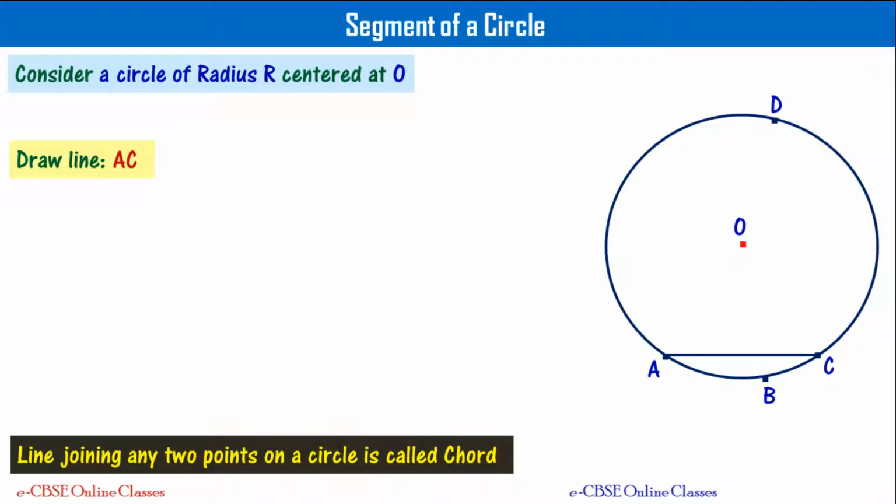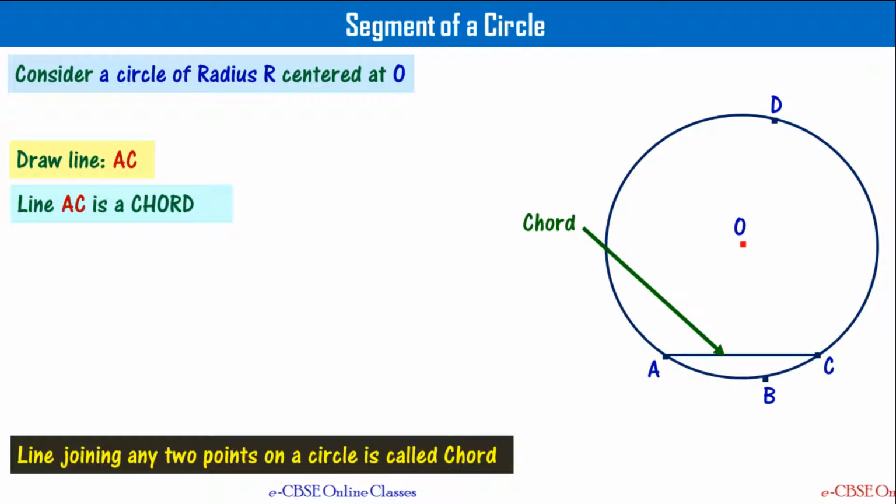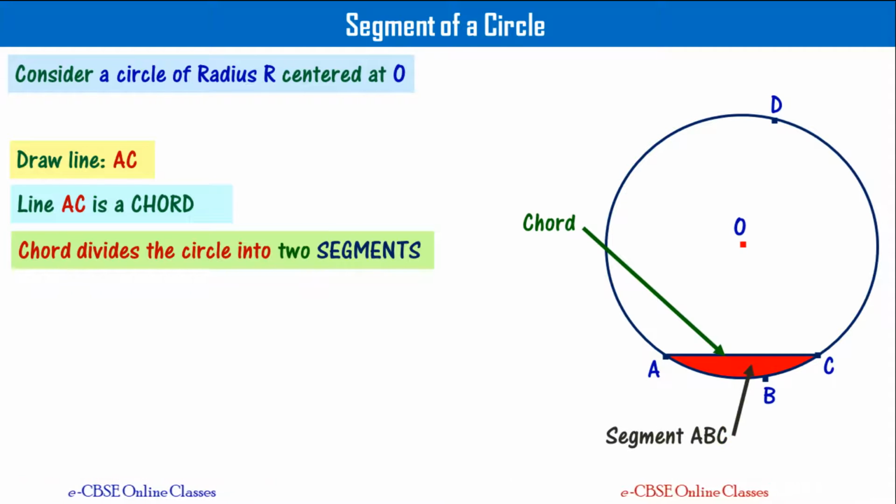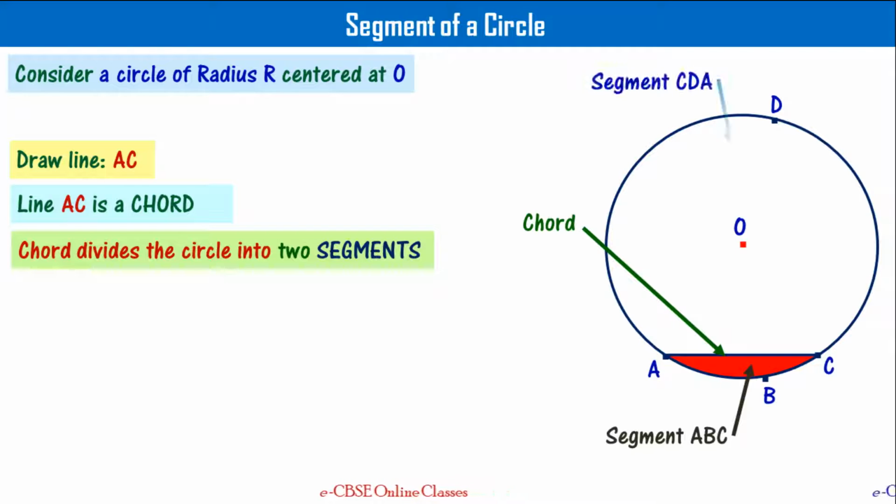Please note that a line joining any 2 points on a circle is called a chord. It means that line AC is a chord. As you see here, the chord divides the circle into two segments. The one in red color is called segment ABC and the other segment is called segment CDA.